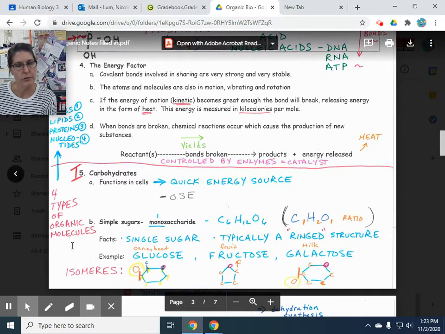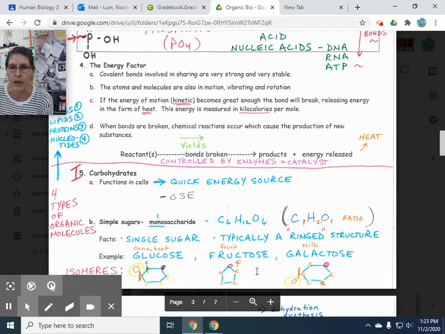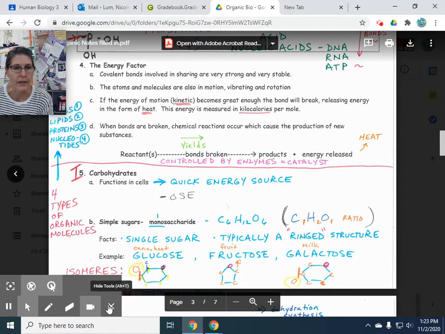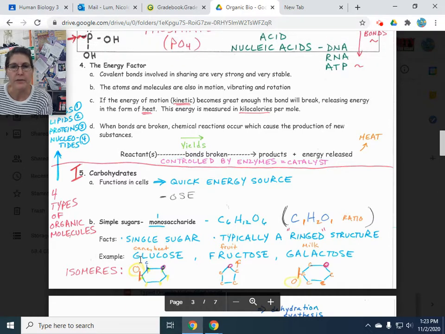What we're looking at with these ring structures, another new word for you guys, is isomers. Those structures you see there are glucose, fructose, and galactose. Glucose is kind of like a cane or beet sugar. Fructose is a fruit sugar, and galactose is a milk sugar. They all end in -ose. They are all in that ring-like structure, but they also have the same formula.